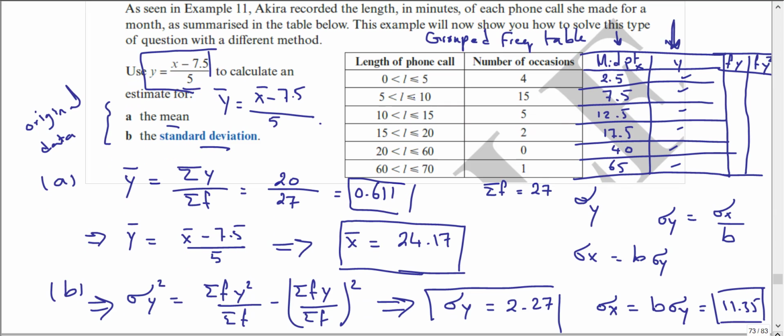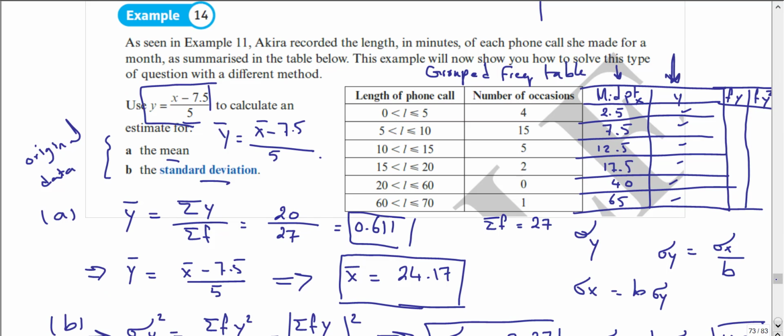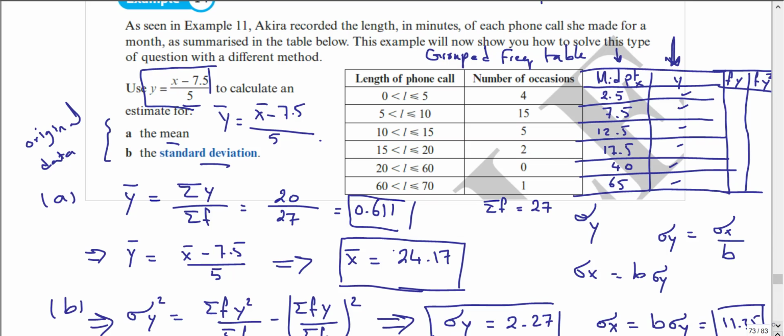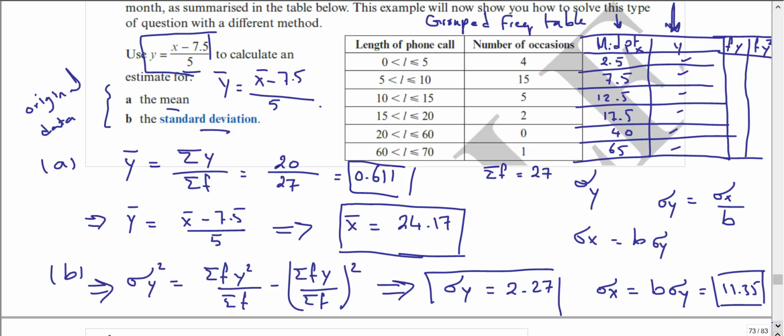The difference between this question and the previous one is that here you are given groups. You have to find the midpoint. Once you have the midpoint, forget about everything else. These are the data. You have frequency. You have the data, then you find the coded data, then you do fy and fy squared, the same as the one we did last lesson. Then you get everything as normal, same rules, and there is no problem.